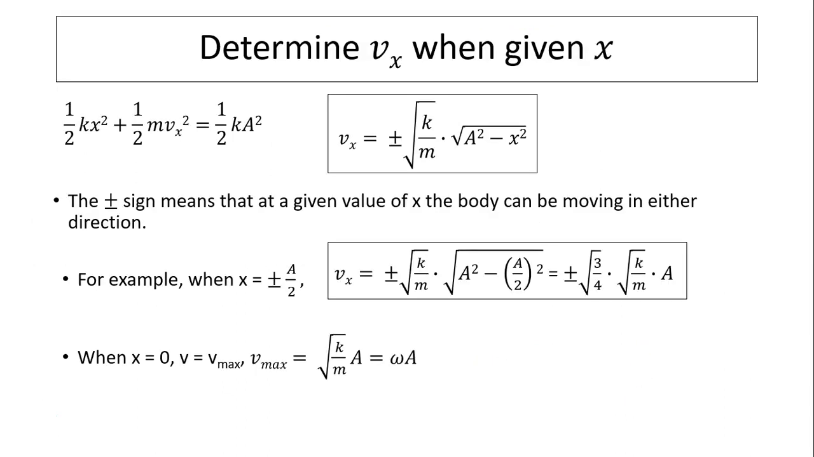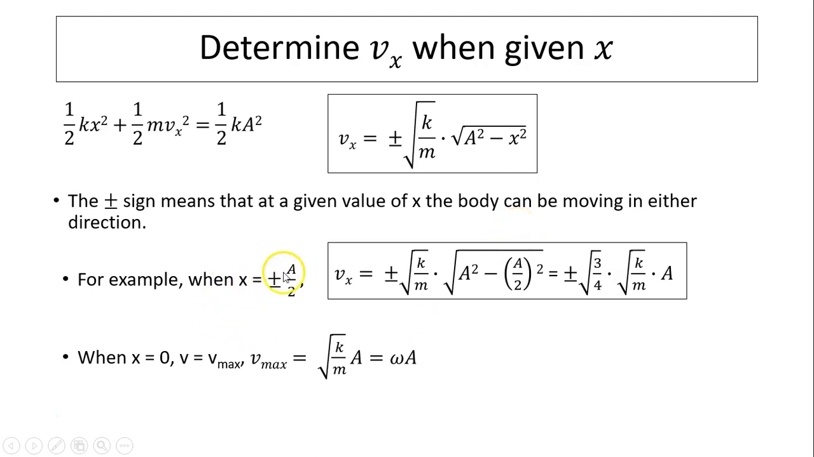We can determine Vx, that means we can determine velocity, when given the position from that equation. So Vx equals the positive or negative square root of k over m times the square root of A squared minus x squared. Basically we multiply by 2 on both sides, subtract kx squared on both sides, and then divide by m on both sides. The plus and negative sign here means that at a given value of x, the body can move either to the left or to the right, or up or down.